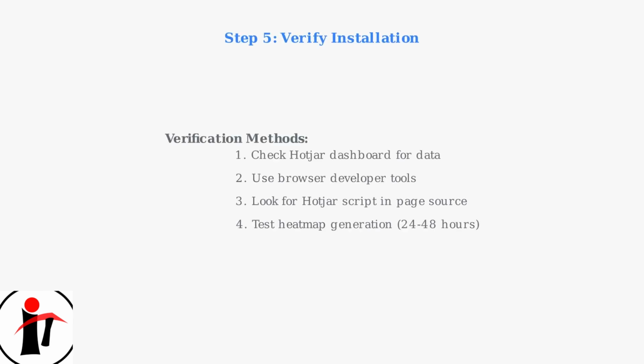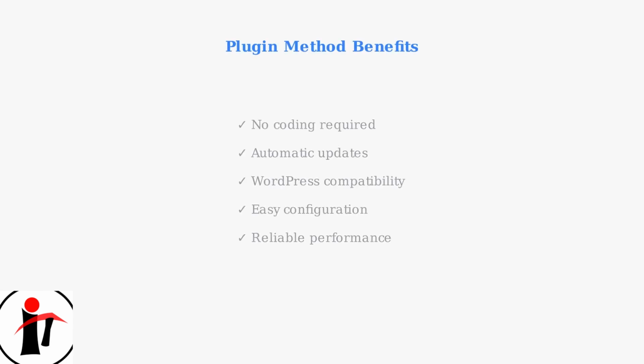Finally, verify that Hotjar is working correctly. You can check your Hotjar dashboard for incoming data or use browser developer tools to confirm the tracking script is loading properly on your website. The official Hotjar plugin method provides the most reliable way to integrate Hotjar with your WordPress site. It ensures automatic updates, maintains compatibility, and simplifies the entire setup process without requiring any code modifications.